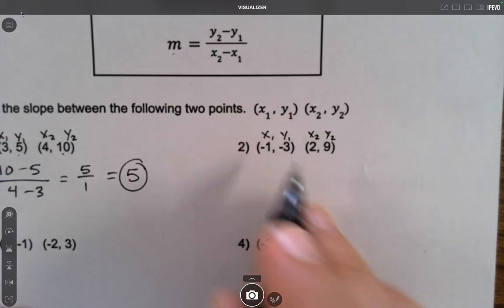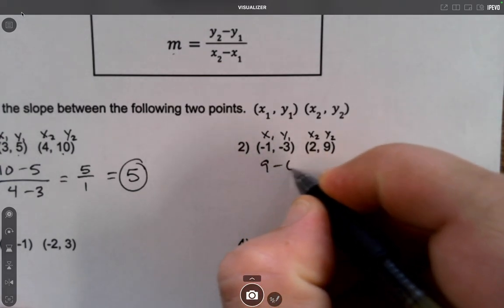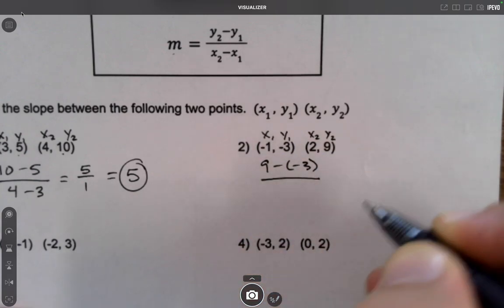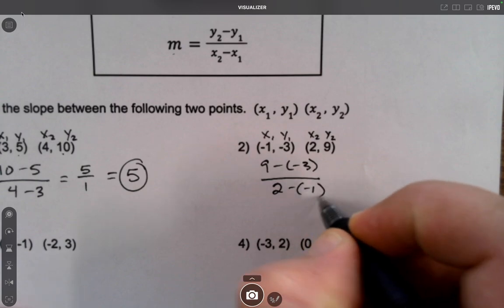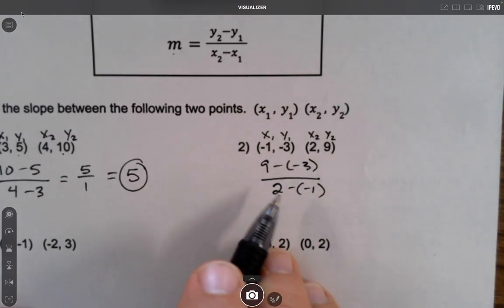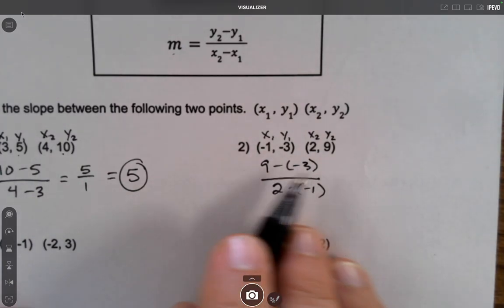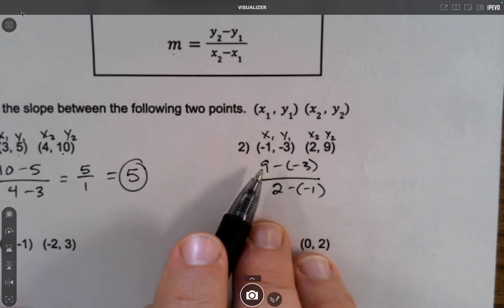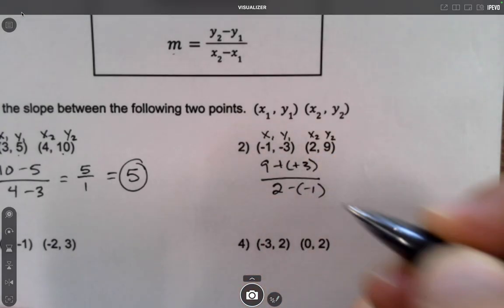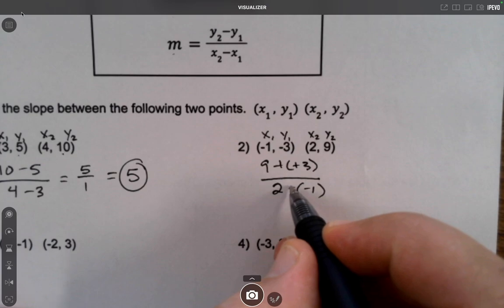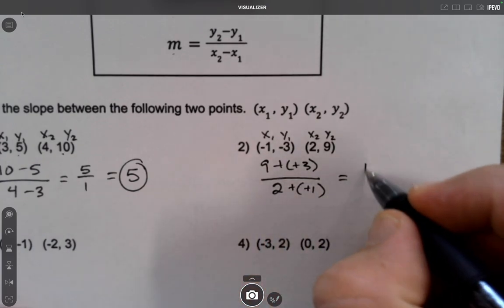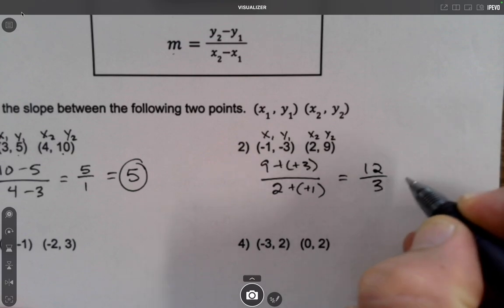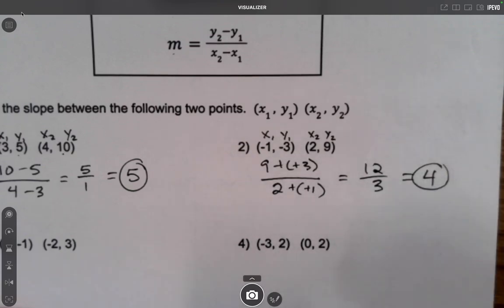So y2 minus y1, 9 minus negative 3, over x2 minus x1. And we have to remember here that keep, change. These are both subtractions, so we do keep, change. Because we know minus a negative can always be changed to plus a positive. So 9 plus 3 is 12, 2 plus 1 is 3, 12 divided by 3 is 4.